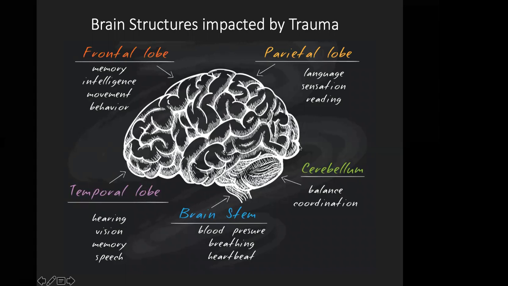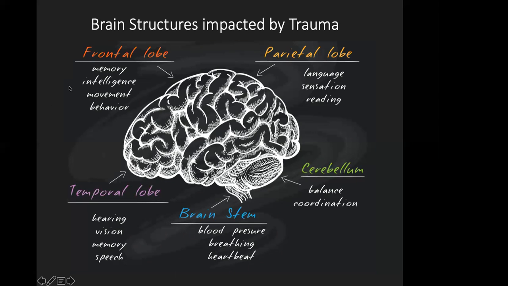The information starts to come in at that brainstem level, where the trauma can affect blood pressure, breathing, and heartbeat, moving up to the cerebellum, where we move into our gross motor skills of balance, coordination, and it keeps going.